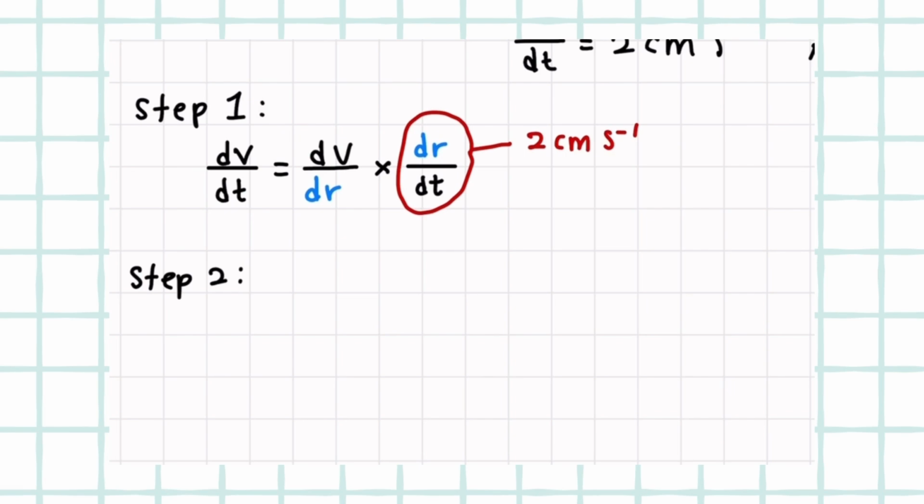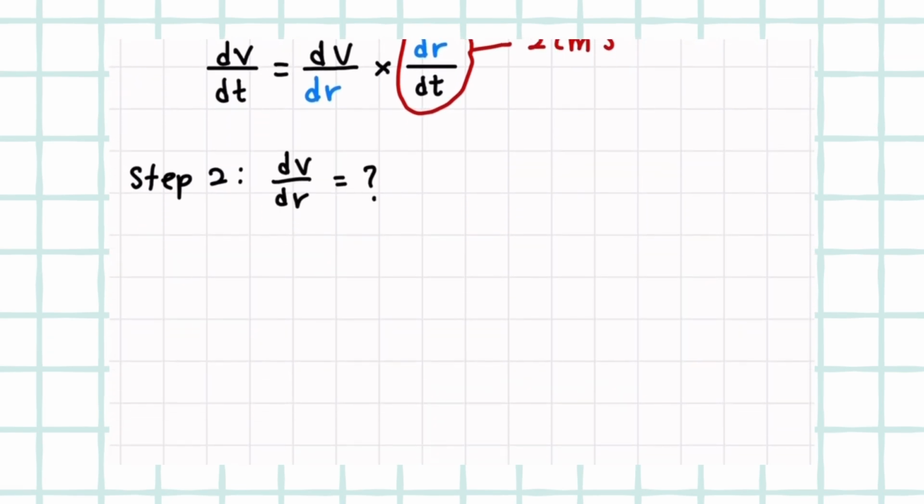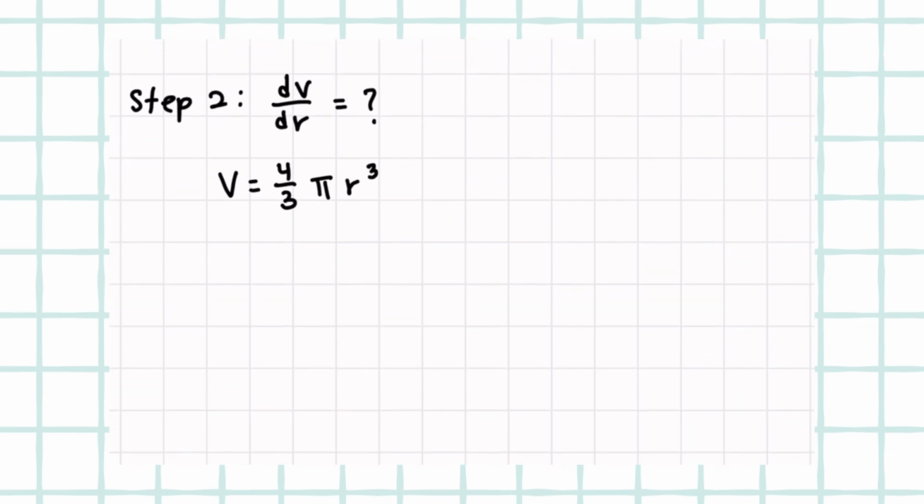The second step is we need to find the dV over dr. We can find dV over dr by differentiating using the formula of volume of sphere, which is 4/3 pi r cubed. So, dV over dr will be 4 pi r squared.